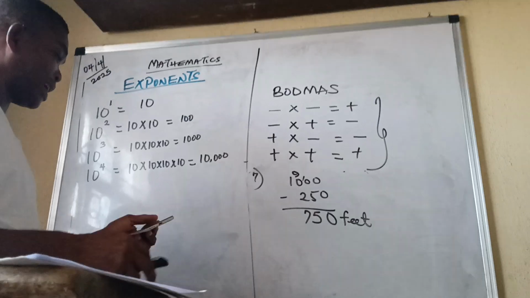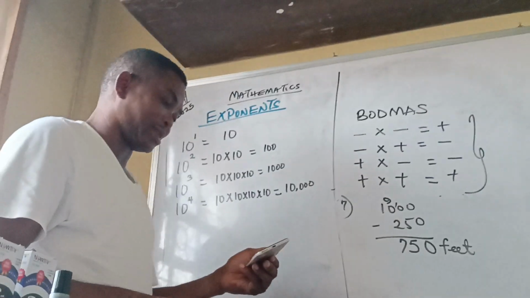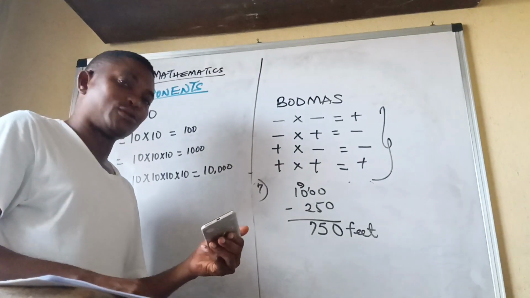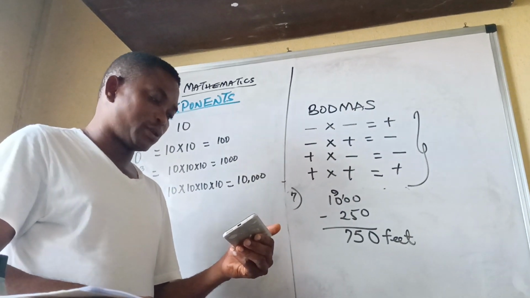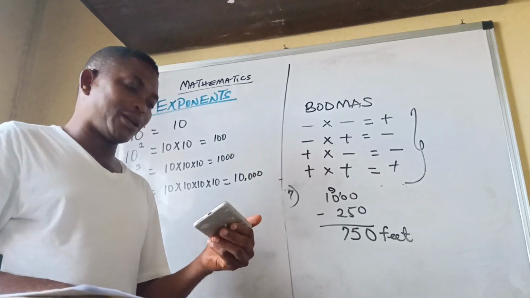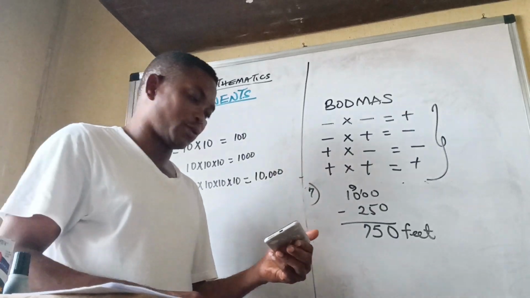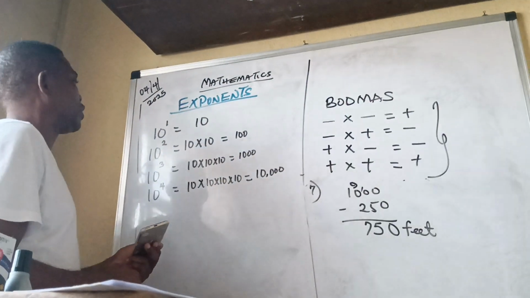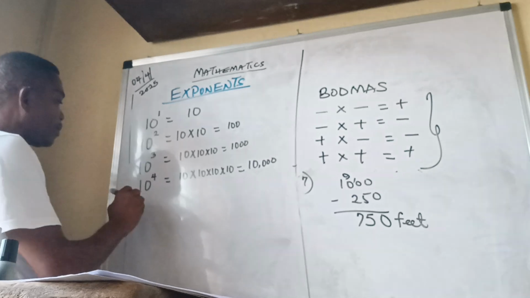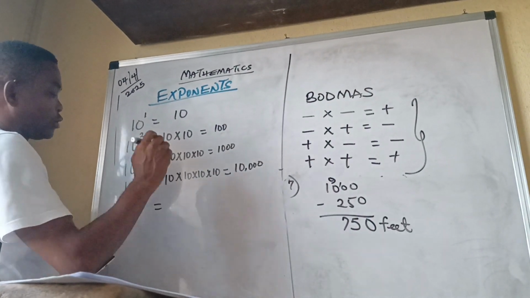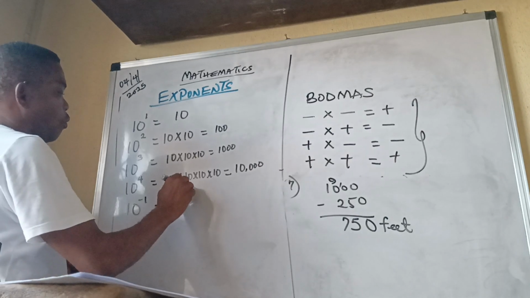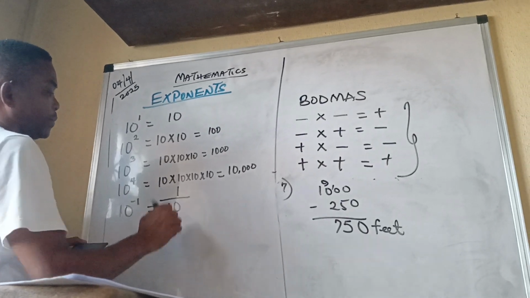So we could have negative ones, negative powers. Negative powers of 10 are useful for writing very small numbers. Any number to a negative power represents a fraction or decimal. So just as we have this, if I have 10 raised to power minus 1, according to the law of indices, it means 1 over 10.